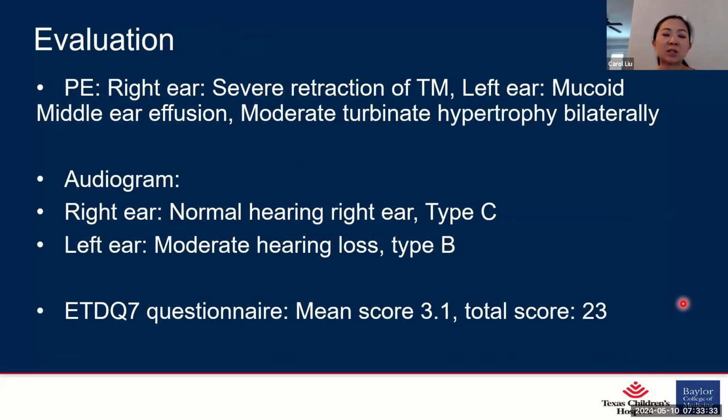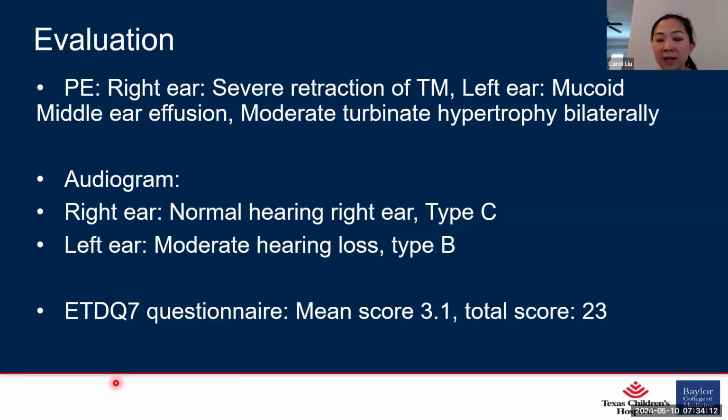Typically when you see them, the right ear has a severely retracted eardrum. In the left ear, you see a mucoid effusion and moderate turbinate hypertrophy. The audiogram shows they hear okay in one ear with a type C tymp, and the other ear has a type B tymp with some moderate hearing loss. We have kids fill out the Eustachian tube dysfunction questionnaire, the ETDQ-7, which gave them a mean score of 3.1. This is a questionnaire developed for adults.